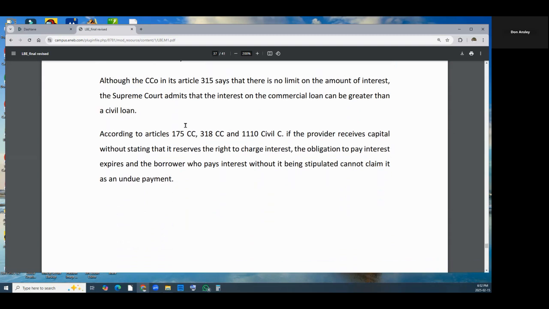According to these articles that you see here, if the provider receives capital without stating that it reserves the right to charge interest, the obligation to pay interest expires, and the borrower who pays interest without it being stipulated cannot claim it as an undue payment. The borrower, rather.